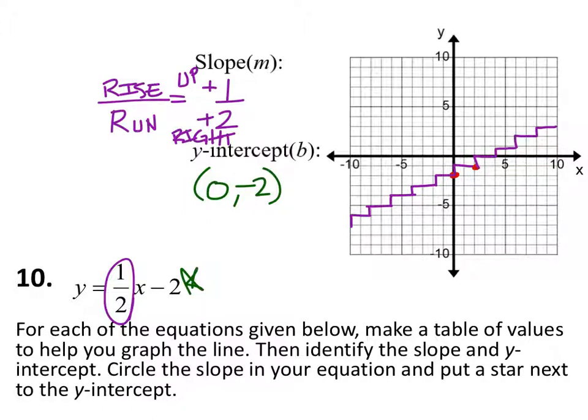Alright? So we have all these points now that we can put on the graph from the stair steps. And then again from there, we're just going to connect these points with the line. Alright, so there it is. There's the line. Just by using the point, the y-intercept, and then the slope.